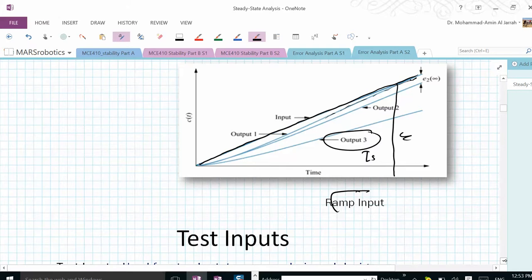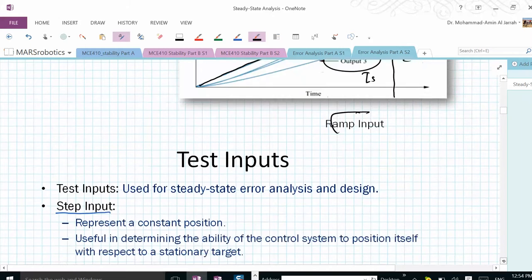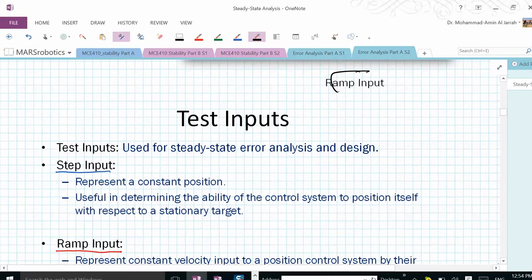And the system is stable in all cases, as we did study stability. For a stable system, we can have the error either 0, constant, or infinity, for a ramp input, and actually for any input.